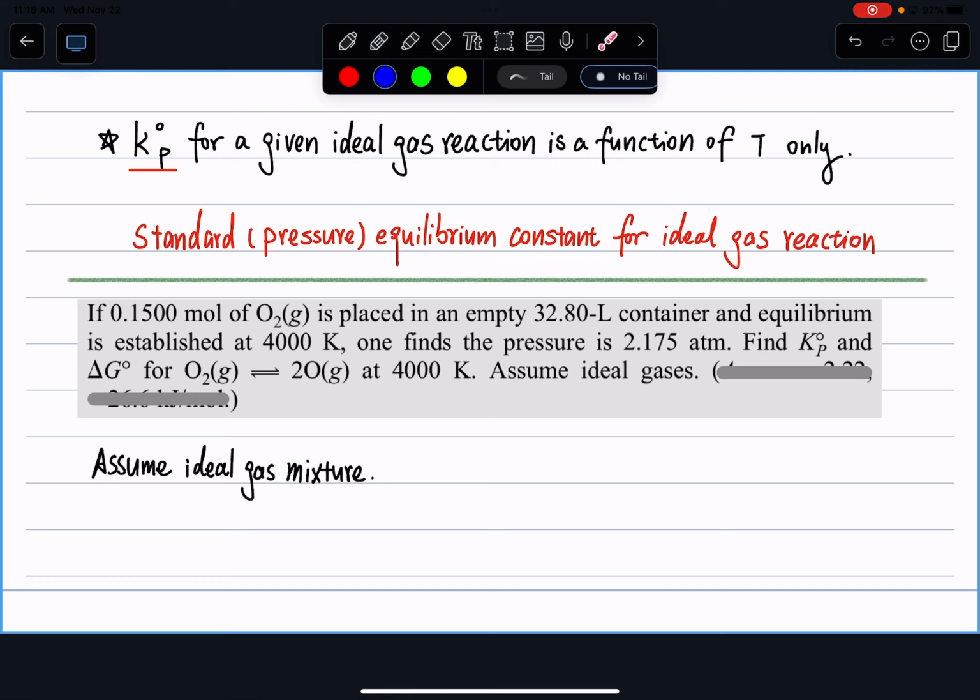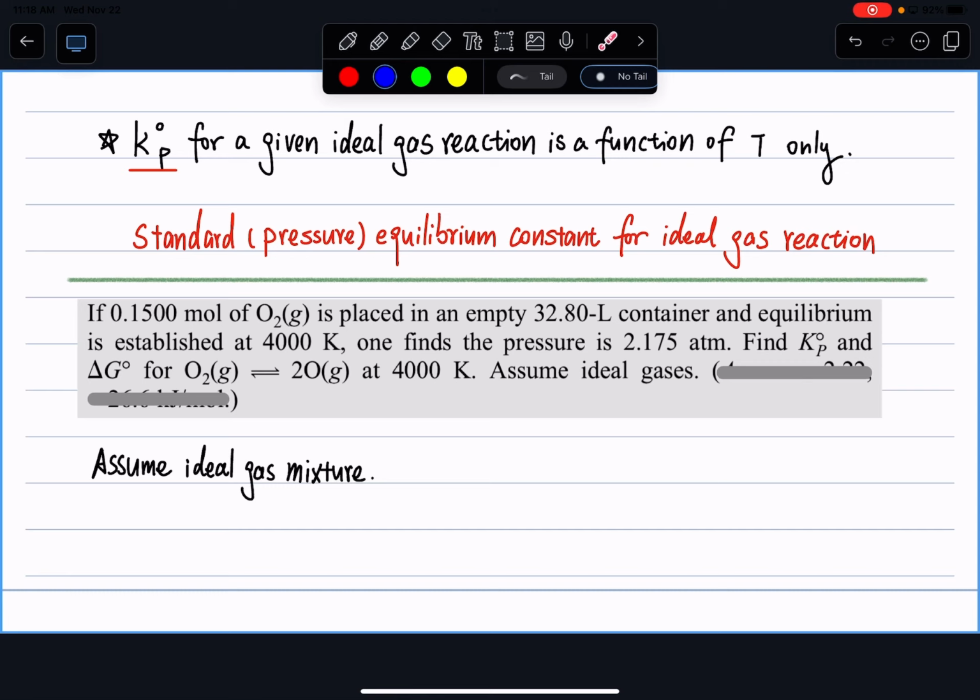Okay. Let's just read the question together. What we know is about 0.15 mole of oxygen gas is placed in an empty container whose volume is known. We say the equilibrium is established at 4,000 K, and we find that at equilibrium the total pressure equals 2.175 atm. The question asks us to find the equilibrium constant and also the delta G of the reaction at 4,000 K, and we're assuming ideal gases.